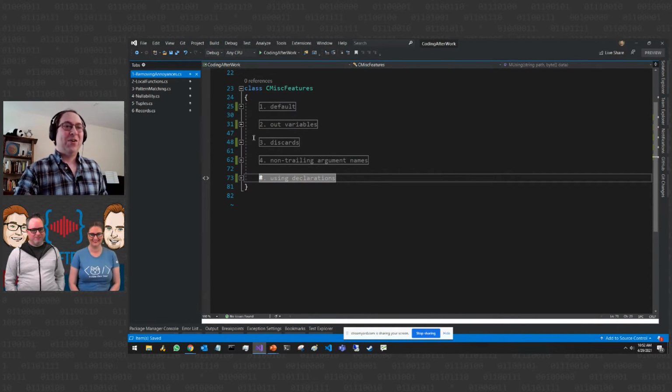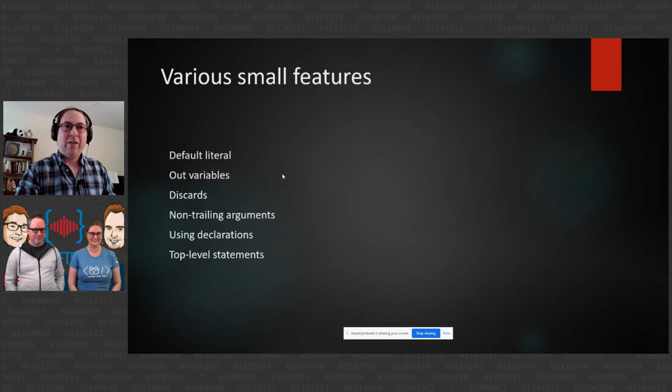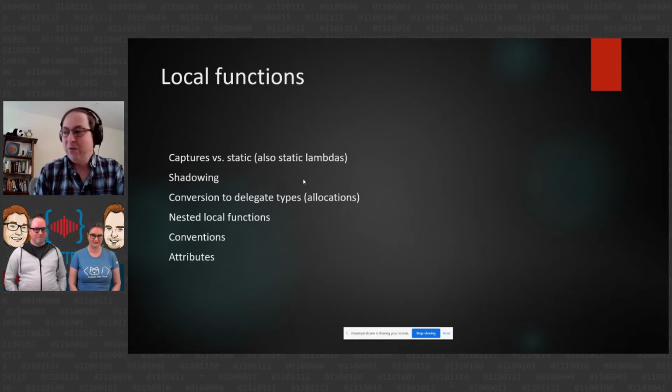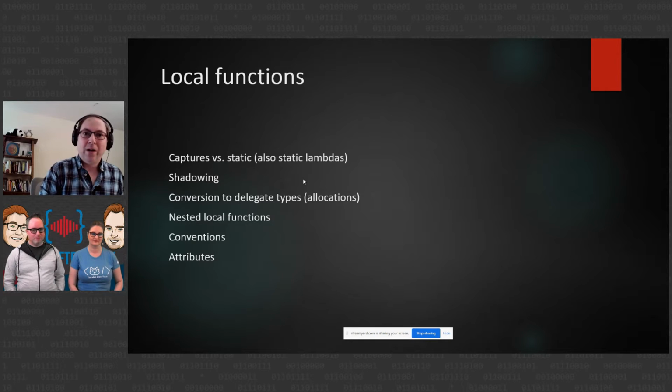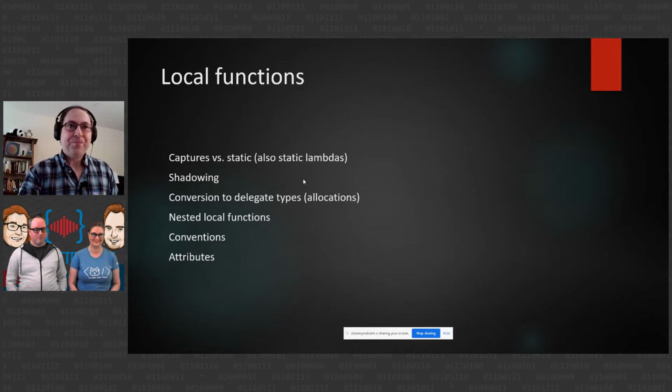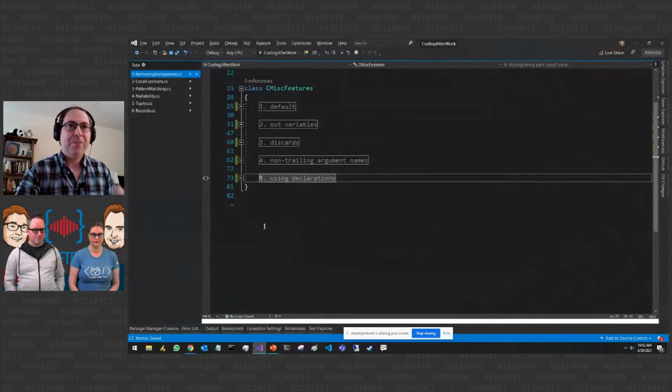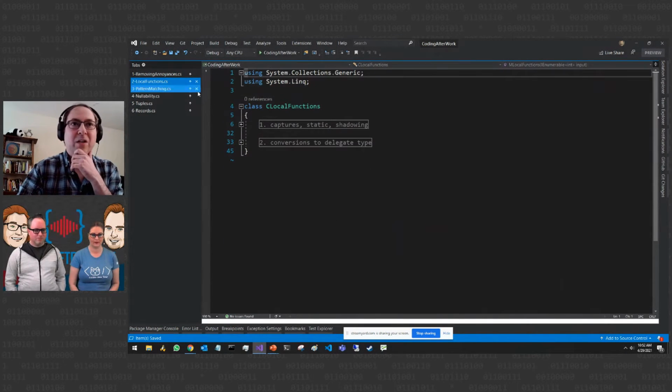All right, so I'll quickly flash my slide. We'll talk about local functions. That was introduced in C# 7, and that's one of the features that surprised us quite a bit because we ended up using it a lot. These are some of the aspects of the feature that I'll explain. All right, let's jump into some examples.